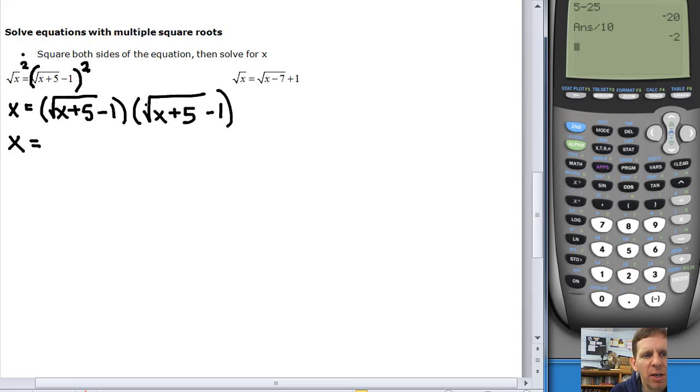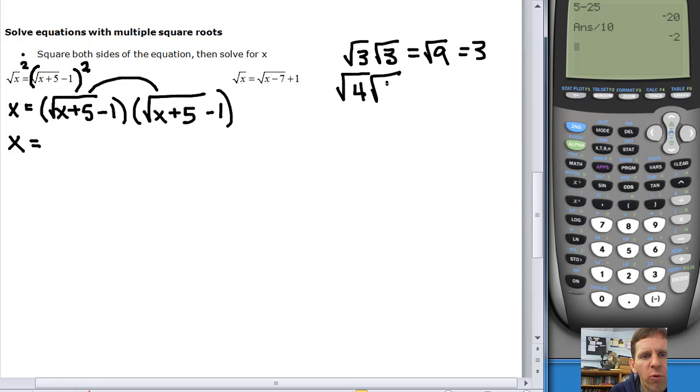You'll notice this kind of resembles the FOIL process we've done in the past. So the first thing we have to do is multiply a square root by itself. Just a reminder of how square roots work. If you take the square root of 3 times the square root of 3, that's equal to the square root of 9, which equals 3. If you were to take the square root of 4 times the square root of 4, that's actually equal to the square root of 16. And if you square root that, that's equal to 4.